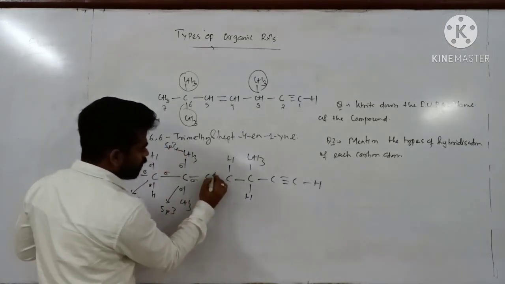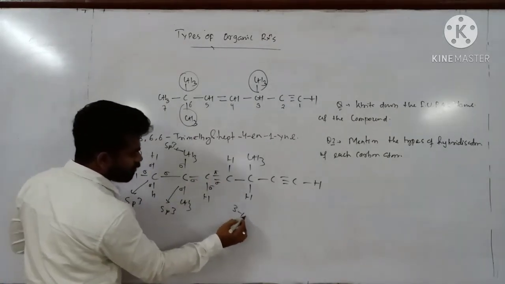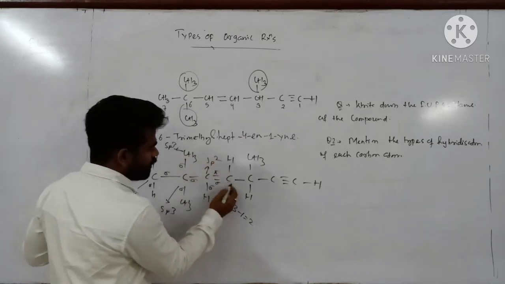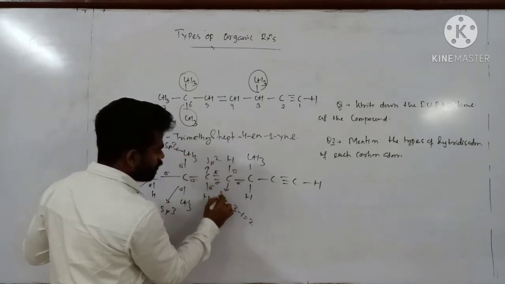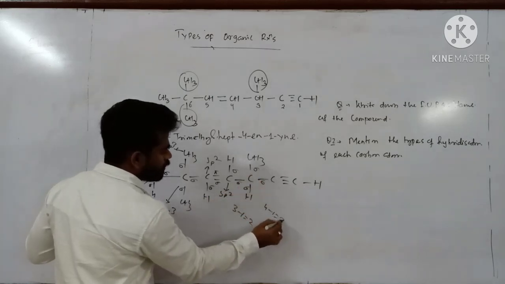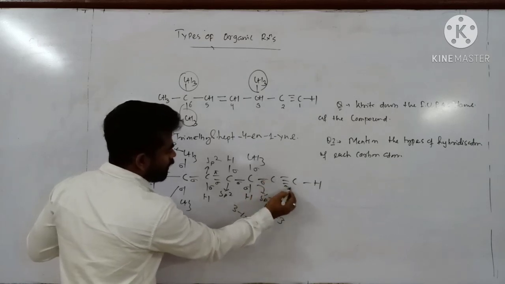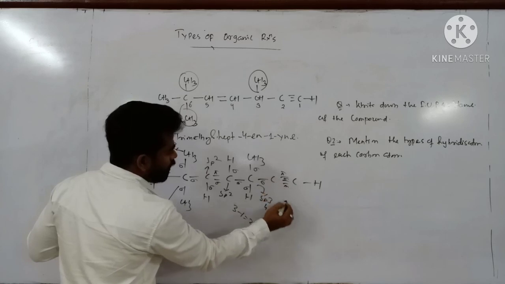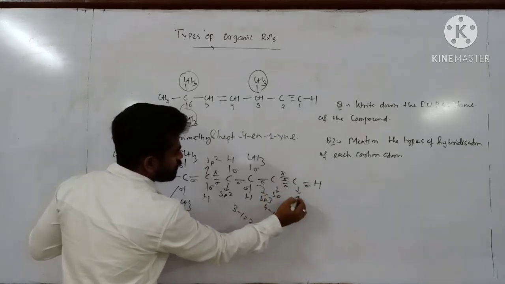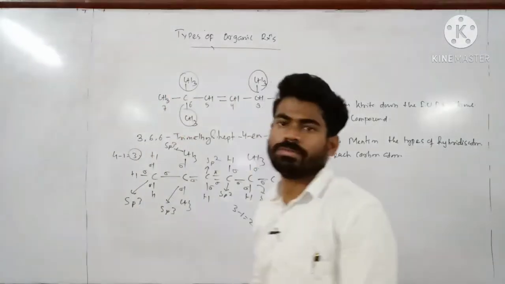Here sigma, sigma, but this one is pi. How many sigma bonds do you see? 1, 2, 3. So 3 sigma bonds, 3 minus 1, 2. So 2 means this one is sp2. Clear? Likewise, here sigma, sigma, 3, so this one also sp2. Here sigma, sigma, sigma, 4. 4 minus 1, 3. So this is sp3. Here pi, pi, sigma. 2 sigma, 2 minus 1, 1. 1 means sp. Here also sp. So like this, you can solve this question.